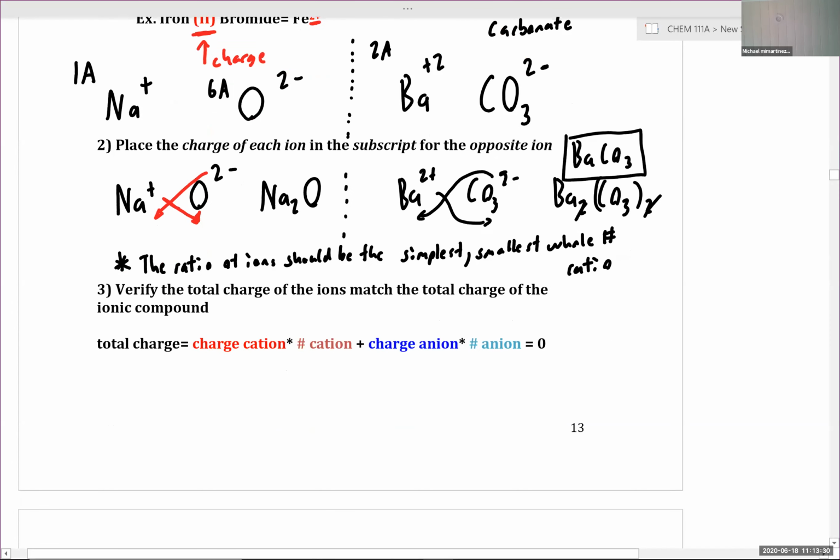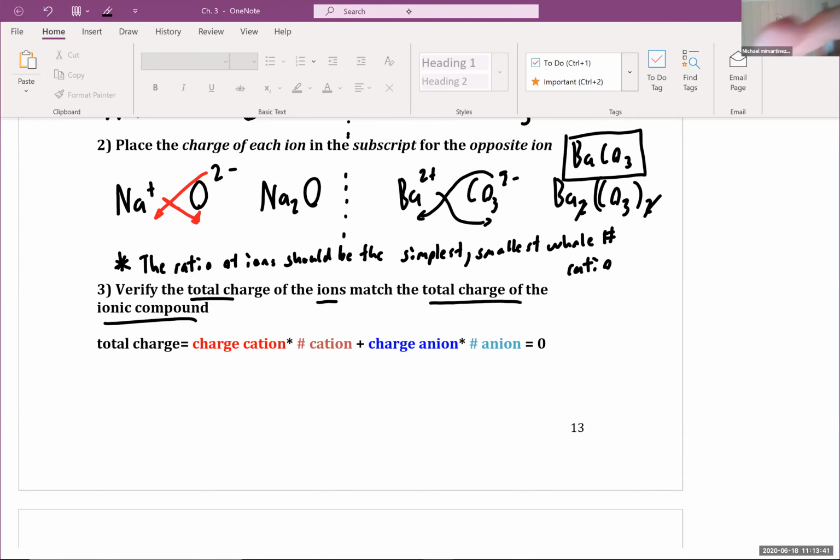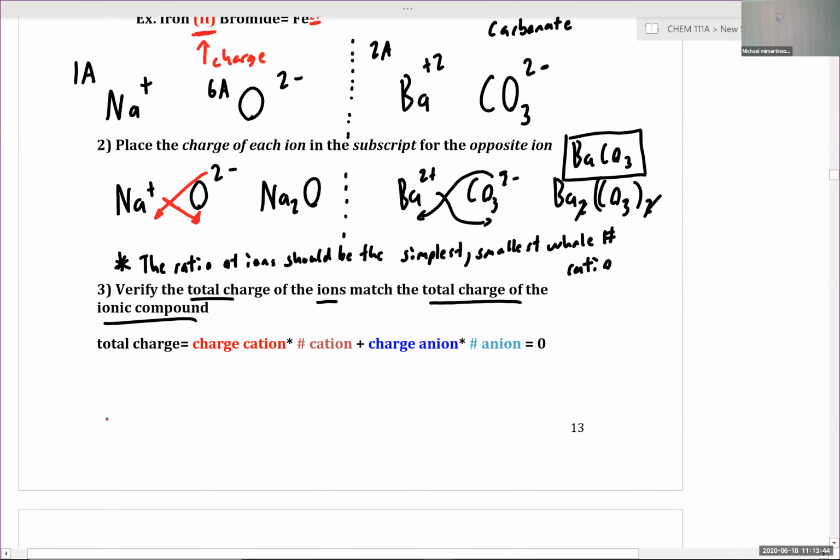Now, one thing you want to do just as a check is verify that the total charge of the ions matches the total charge of the ionic compound. So let's look at sodium oxide, Na2O. In this case, we'd have sodium plus, and how many sodium ions do we have based on the formula? 2. Yep. So let's put the charge of +1. We have 2 of them.